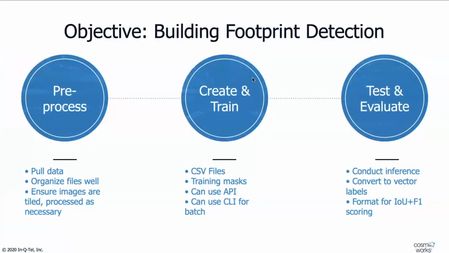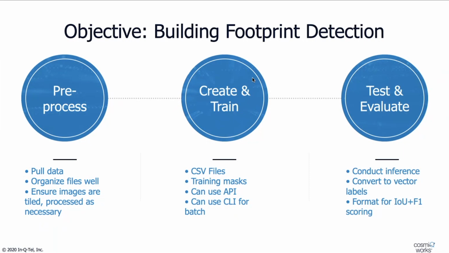So the use case that we'll be looking at today is building footprint detection, which consists of three main pillars. First, we have pre-processing and what I like to call pre-pre-processing. In pre-pre-processing, we pull the data, we organize our files well, and make sure that everything's set up the way it needs to be so that we can feed it into Solaris, our deep learning package. Then we have the standard pre-processing, which is necessary for any deep learning or machine learning pipeline. In this area, we ensure images are tiled and processed as necessary.